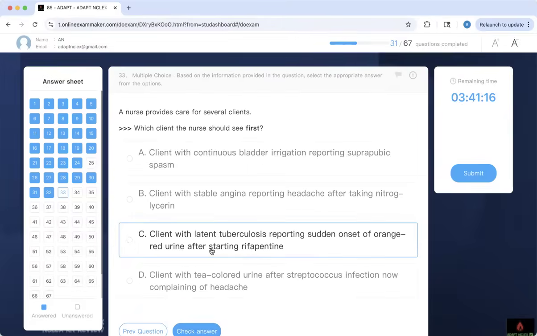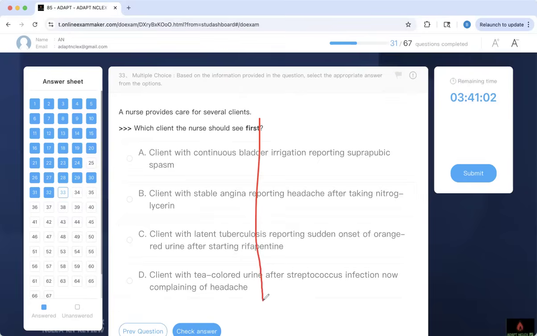And let's provide care for several clients. Which client should the nurse see first? Prioritization 101. Same strategy. Divide them into two. Figure out whose condition is a problem. And then pick everything that you know as an expected finding.